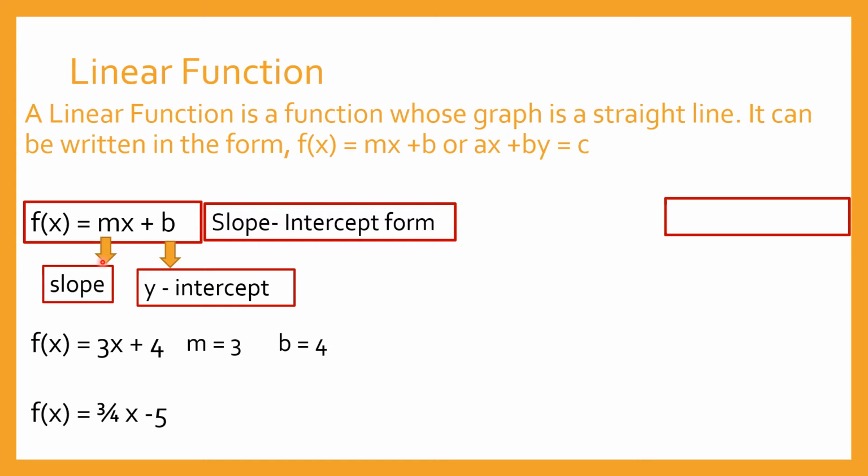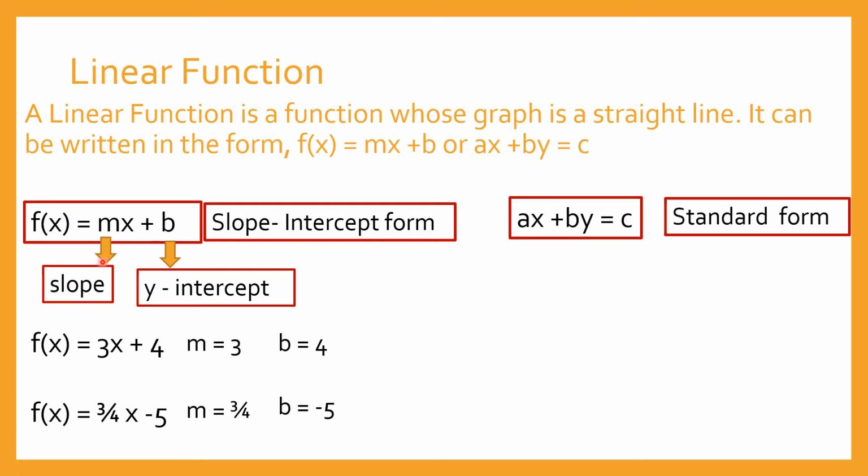And if I have f of x is equal to 3/4 x minus 5, I have slope is equal to 3/4 and b, or the y-intercept, is equal to -5. What do you mean by y-intercept? The y-intercept is the point or the value of y wherein the graph crosses the y-axis.